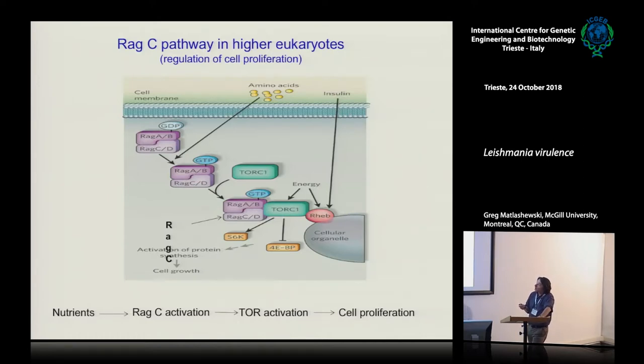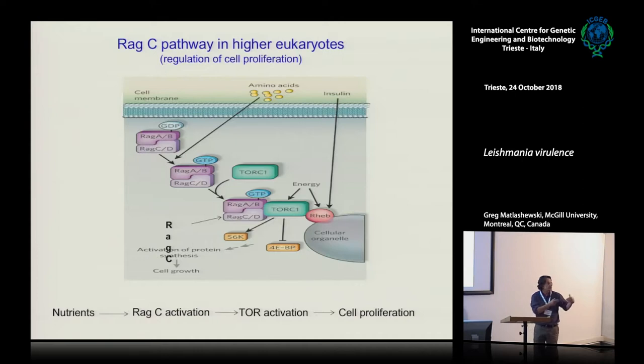So one of the things we found is that the RAG-C mutant, we call it a mutant because it's changed in the attenuated strain, does not interact with RAG-A as well as the wild type. So by changing that single amino acid, it no longer interacts with RAG-A as well as the wild type. So this pathway seems to have been altered in Leishmania, and so we're continuing to study that pathway.